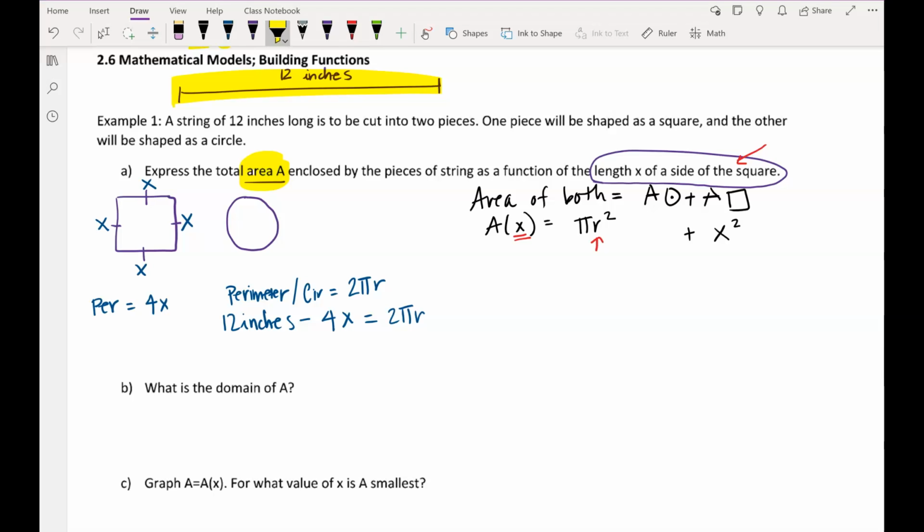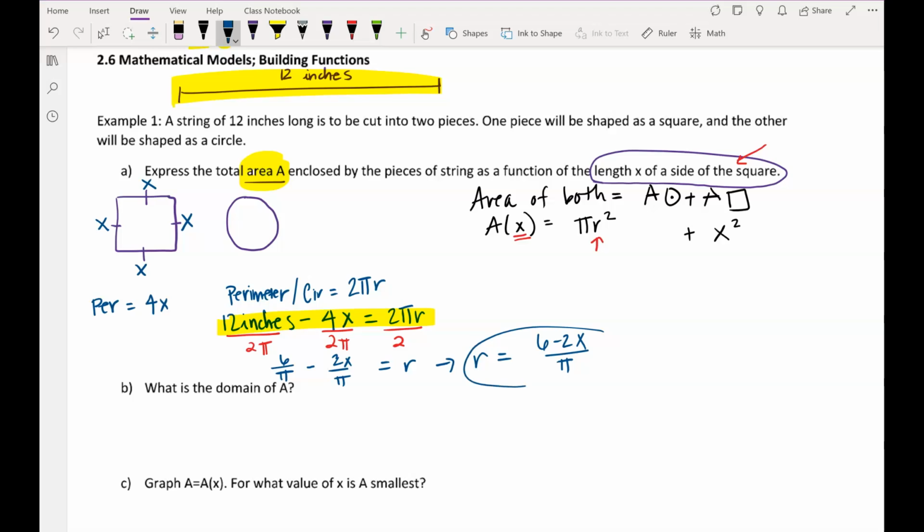So we have to get rid of this r and use only x. Well, I do have an equation with x and r over here. So what we're going to do is solve for r, okay? Let's do it. We're going to solve for r by dividing each and every term by 2 pi. That will give us r equals 12 divided by 2, which is 6 over pi, and 4x divided by 2, which gives us 2x over pi. Now you can also write r equals 6 minus 2x over pi, which is what I'm going to use.